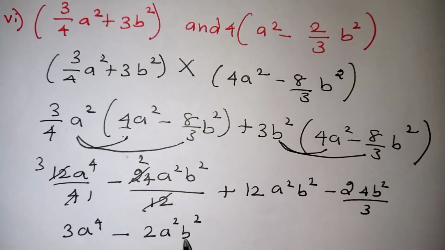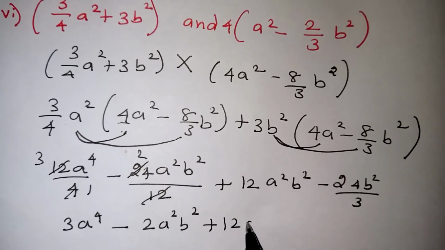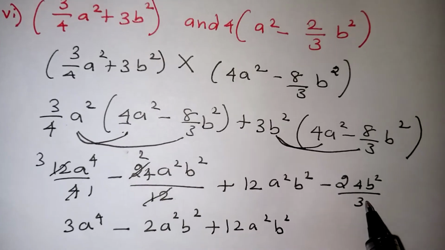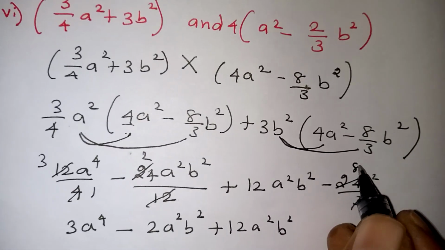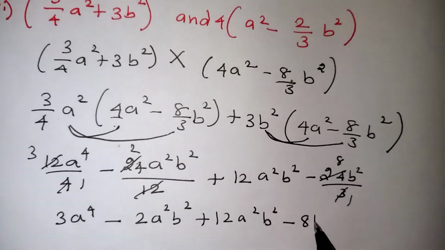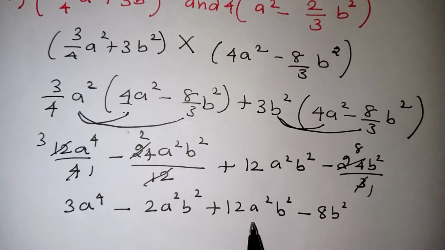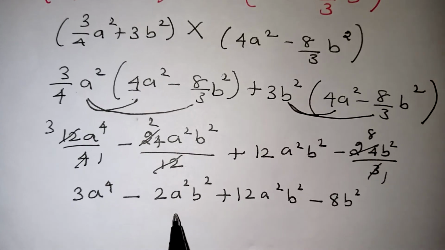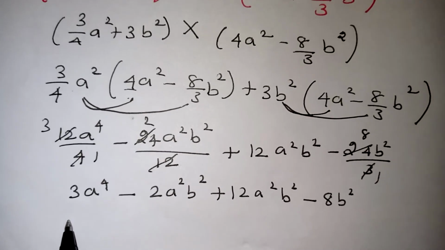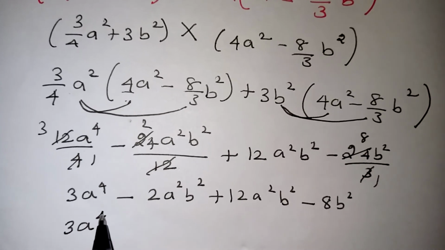Third term, it's already 12 a squared b squared. The last term, 1 time 8, 8 3s are 24. So minus 8 b squared. Now we have two terms, a squared b squared. Here also a squared b squared. One is a plus number, another one is a minus number. So we can subtract. 3a power 4 we can keep as it is.